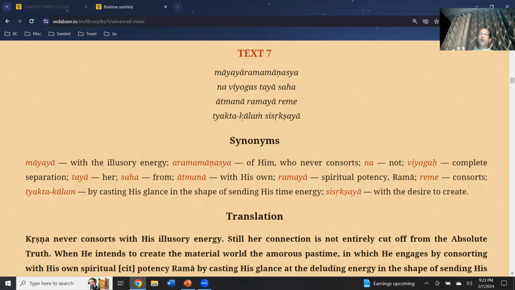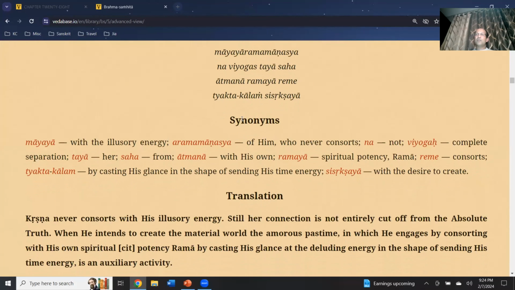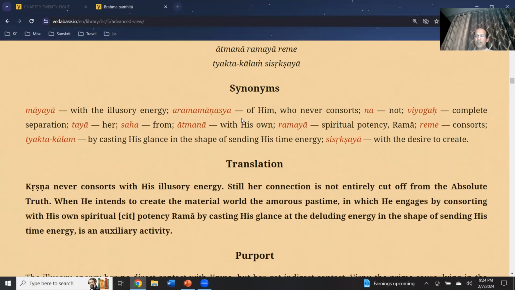So the spiritual potency Rama, through the agency of time, is employed just for the desire of Kṛṣṇa for creation. He doesn't control it directly. He appears by his incarnation as Mahavishnu, and through the glance he is controlling them, which is also through the spiritual potency. So Kṛṣṇa never consorts with his illusionary energy, Maya. Still, her connection is not entirely cut off from the absolute truth.